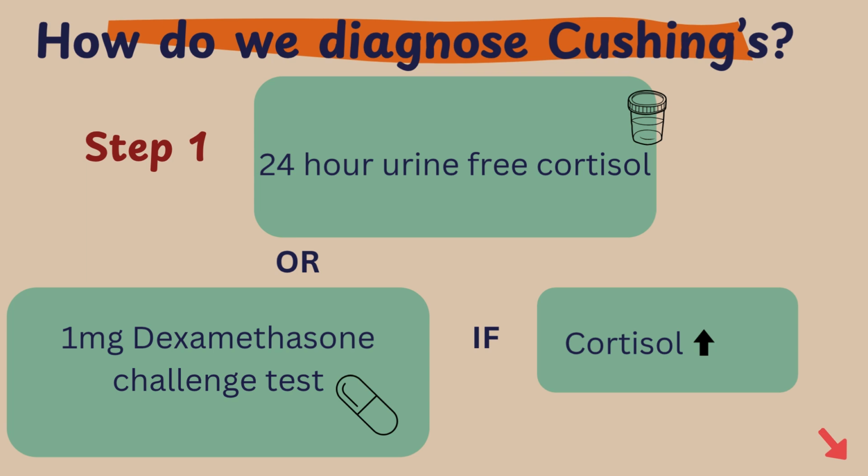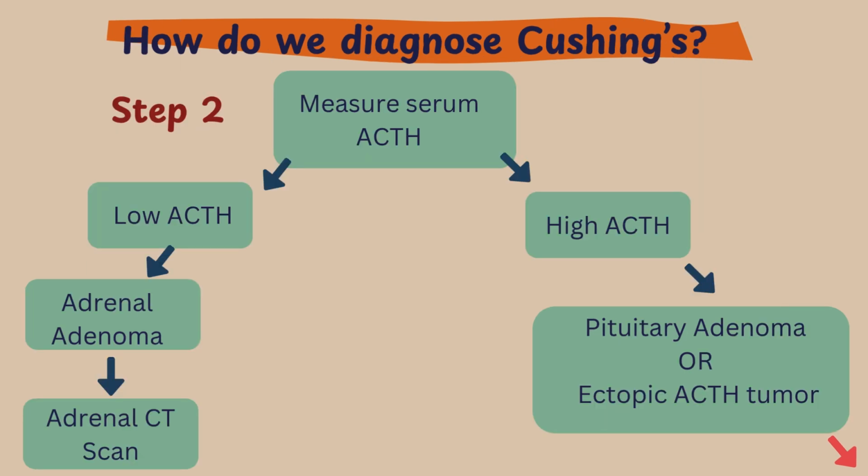After we see that there's elevated cortisol, what do we do next? So essentially we have to delineate the source. And we do this by measuring ACTH. Low ACTH suggests that the adrenal glands are the source of the problem, because as we know, when the adrenal glands are in overdrive, they produce high amounts of cortisol, and there's low ACTH.